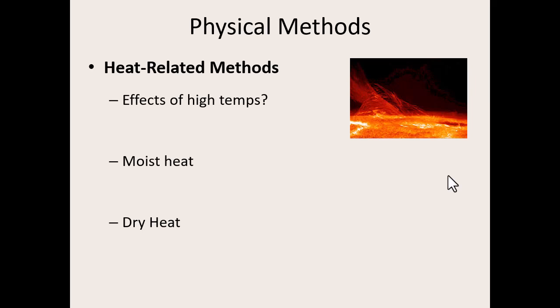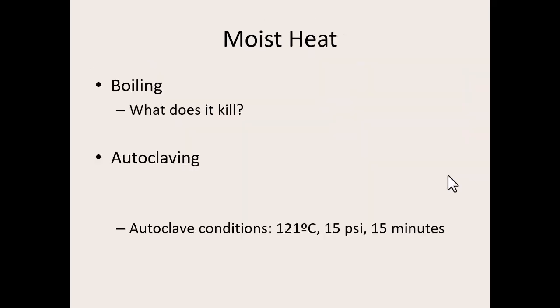Now, because there are multiple different ways we can heat these things up to stop growth, we group the different types of heat-related methods into moist heat and dry heat. And if you're a person that hates the word moist, I apologize for today's PowerPoint because I'm going to say it a bunch. So moist heat is going to be any type of increase in temperature, but there's also going to be some type of water involved as well. Boiling would be an example of moist heat.